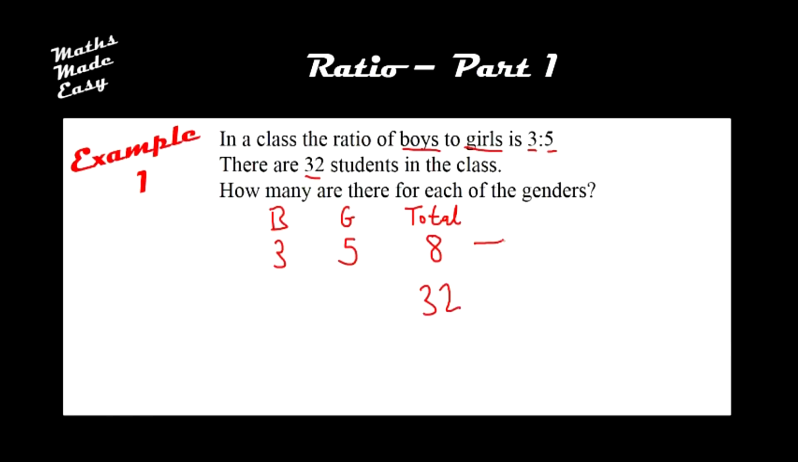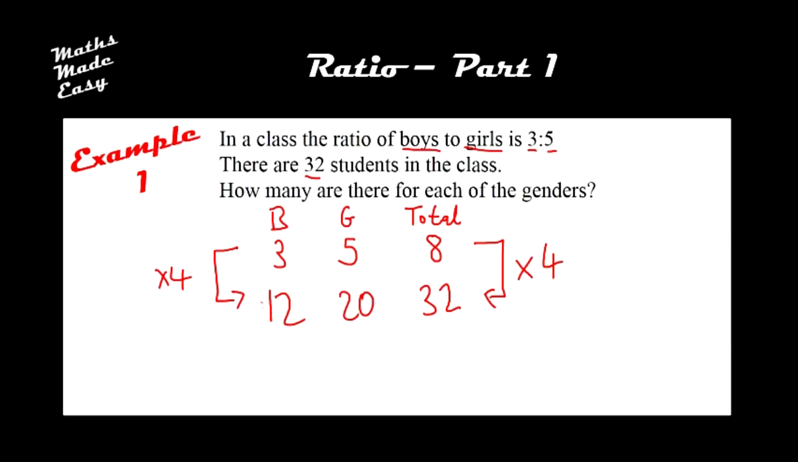Then we ask ourselves, how do we get from 8 to 32? What's happened there? And what's happened is we've multiplied by 4. So 8 times 4 is 32. So if we want this ratio to be exactly the same, then we must times everything by 4. So 3 times 4 is 12, and then 5 times 4 is 20. So if we're going to have boys and girls in the ratio of 3 to 5, and there are 32 of them, we would need 12 boys and 20 girls. And a nice little check here is 12 add 20 makes 32.